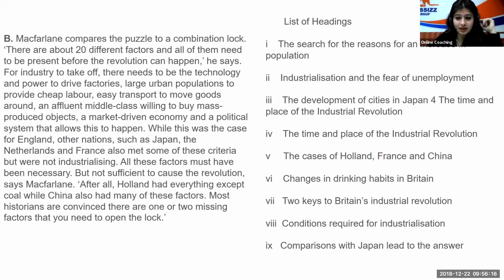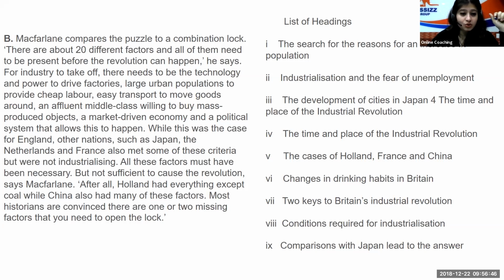Now let's read this again. I think there is one thing, conditions required for industrialization, because I feel 20 factors and conditions are exactly paraphrasing. Also, there is Holland, France and China, and I see all three of them. So I have two close answers. I have the cases of Holland, France and China, and I have conditions required for industrialization. I have figured this out only with the help of skimming, by using the keywords.